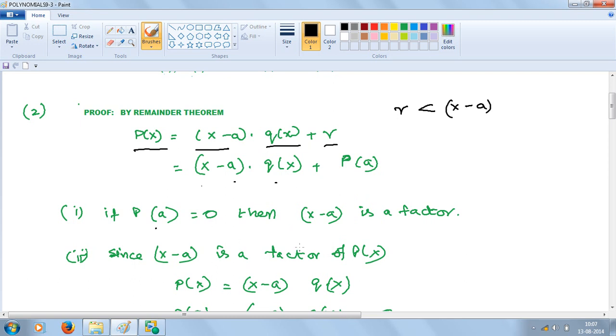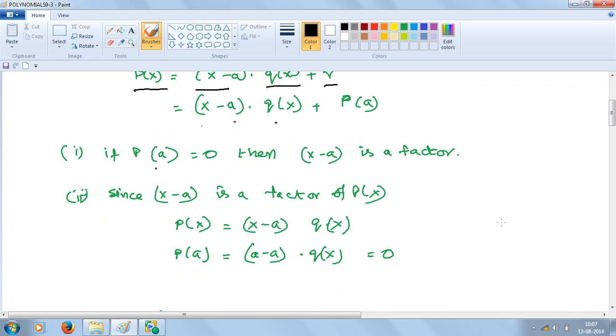The other way: if x minus a is a factor of polynomial P(x), then what happens? P(x) is equal to x minus a into q(x). So what is P(a)? Now x assumes the value of a, so P(a) is a minus a into the quotient q(a). A minus a becomes 0, so the expression becomes 0. Therefore the remainder is equal to 0. So if P(a) is equal to 0, then x minus a is a factor. If x minus a is a factor, the remainder is equal to 0.